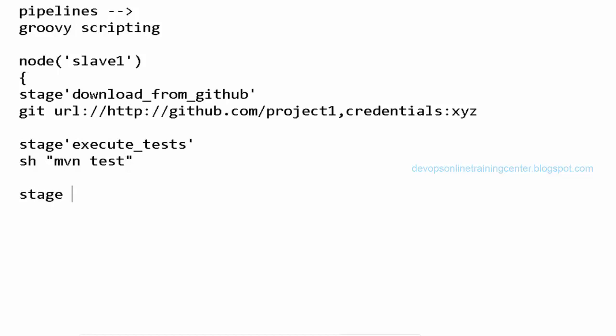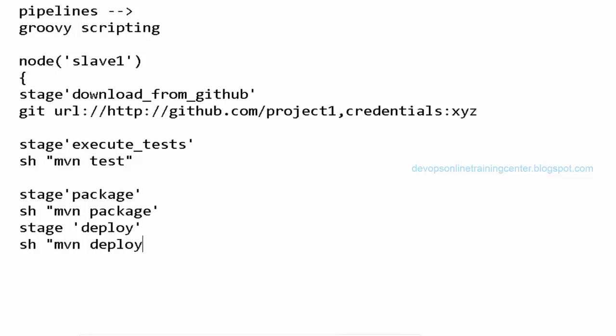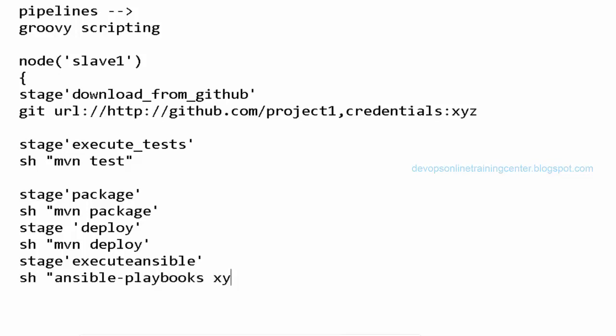Then we have something like stage, let us say package. So this allows different stages and it will show a beautiful pipeline. I'll show you that. mvn package. Then stage, let us say deploy to Nexus. Then I simply do Maven deploy. Then stage execute Ansible playbook. Something like this we write. And then here we write the simple command ansible-playbook xyz.yaml.